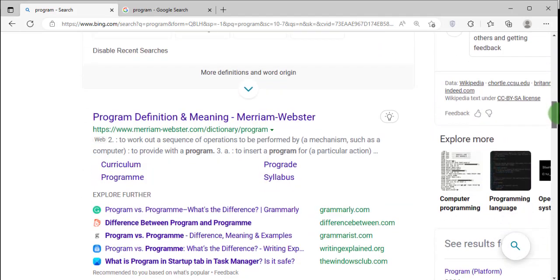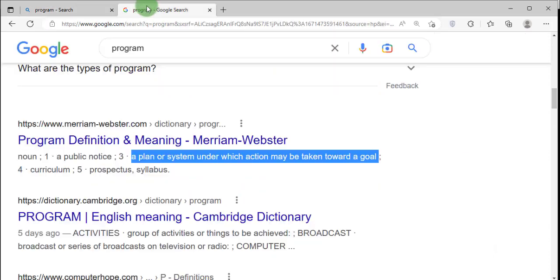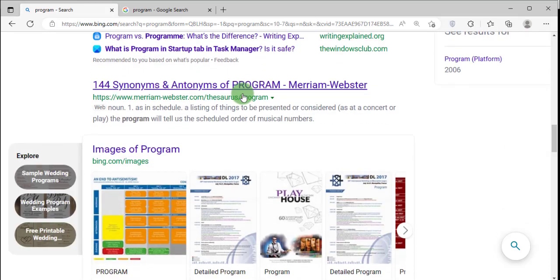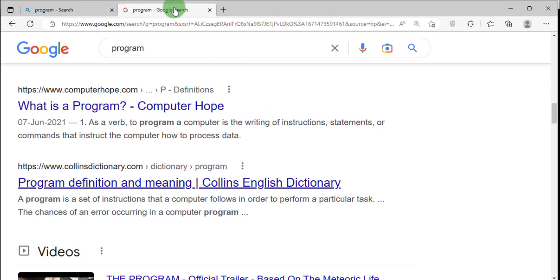And what Bing.com has given is from Merriam-Webster.com, again the same, but I think it has given us another definition, like definition number 2 and definition number 3. So different search engines give you somewhat different things, but most of them always give us the same results.